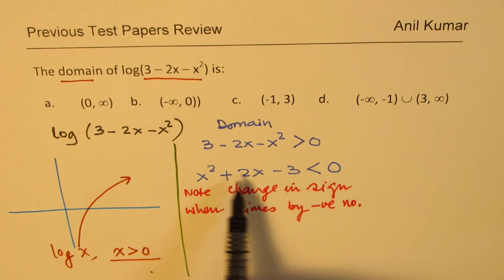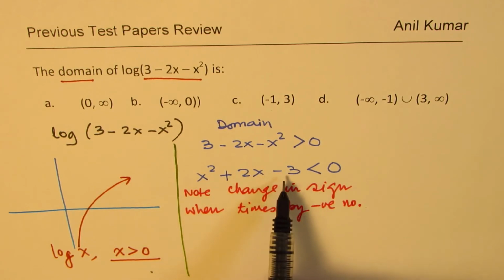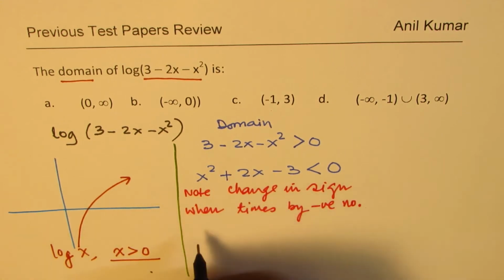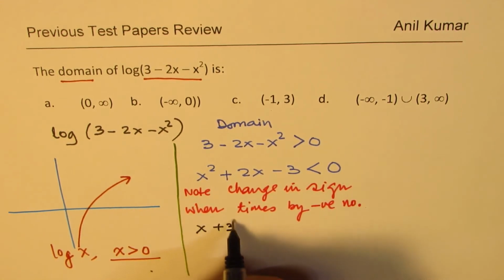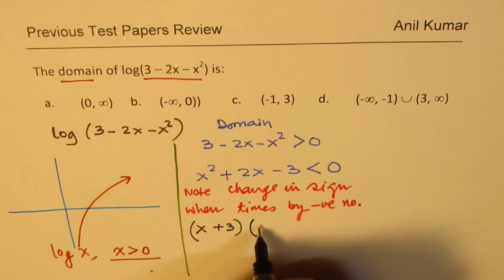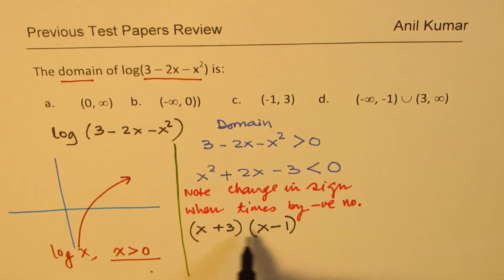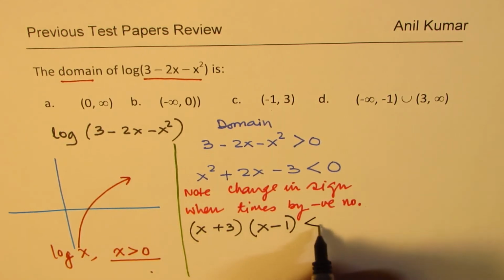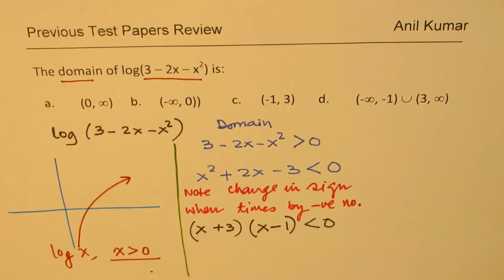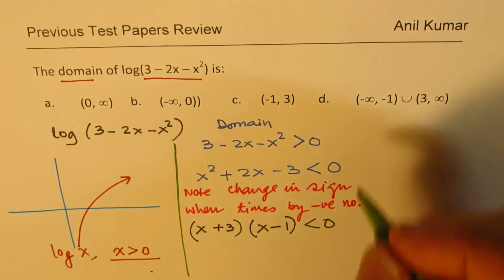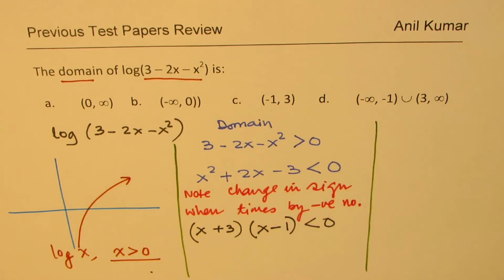We are looking for a negative product and a positive sum. So it will be x plus 3 times x minus 1, right? When you multiply, you get a negative product, and when you add, you get a positive sum. It should be less than 0, right? So that becomes your quadratic inequality to solve. Okay, so that really means what? How could you solve this?